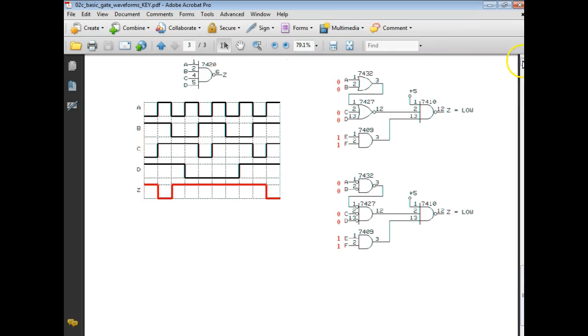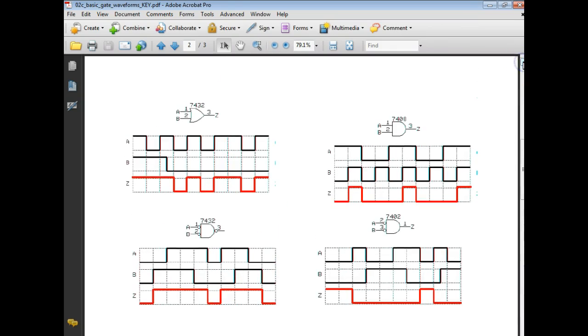Oops. This must be the second page. That's right. Or A page. Got an or and negative and negative.